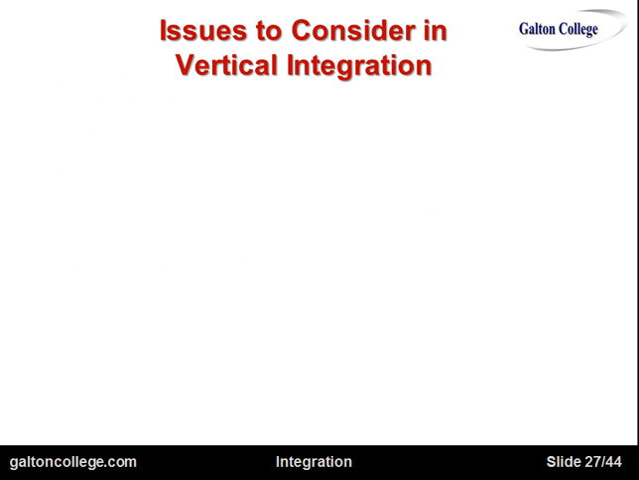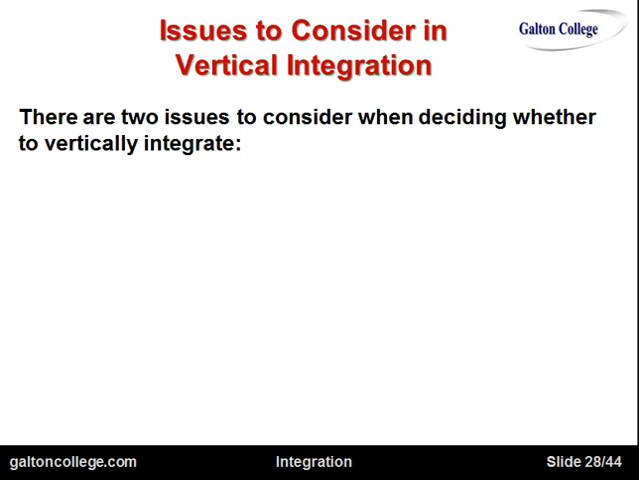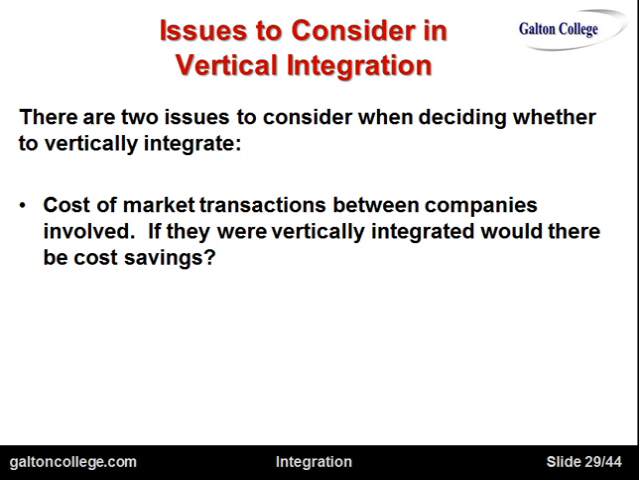Now, issues to consider in vertical integration. There are two issues to consider when deciding whether to vertically integrate. First is the cost of market transactions between companies involved. If they are vertically integrated, would there be a cost saving? And that's a crucial question. It's not just a decision of moving from raw materials to manufacture to retailing, and it sounds like it's vertically integrated and therefore it's a desirable business practice. In fact, it may be that that's more expensive than keeping independent suppliers at each level.